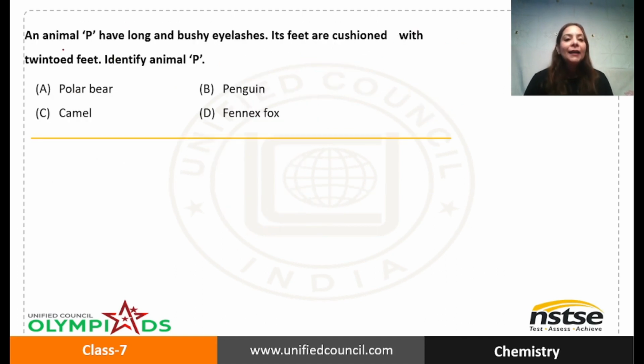Next question. An animal P has long and bushy eyelashes. So here we are talking about an animal P who has got long and bushy eyelashes, that means its eyelashes are quite bushy. Its feet are cushioned, that means its feet are just like a cushion, with twin-toed feet. Identify animal P. So I hope you know this answer because it is none other than the camel.